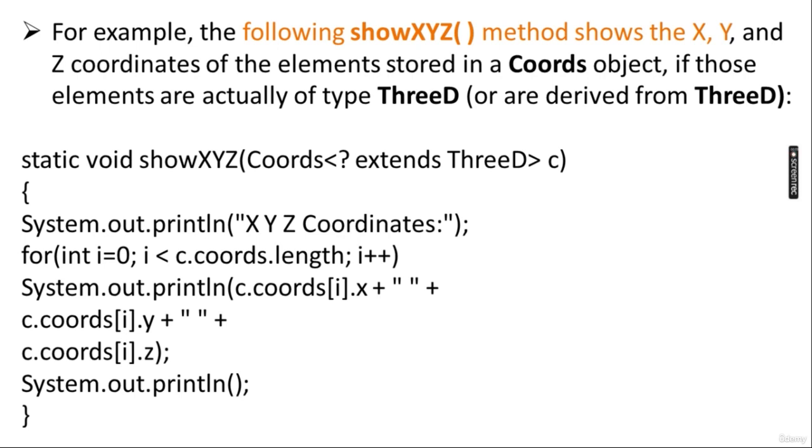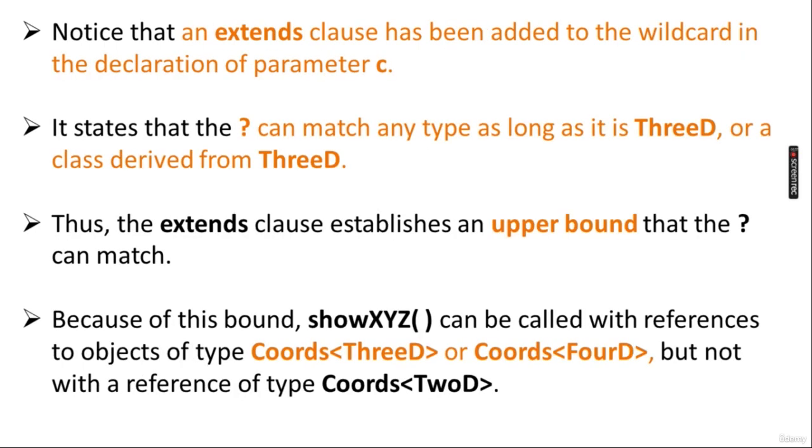So now Coordinates<? extends ThreeD> and the object name is c. For this type, this way we are iterating in the for loop: c.coordinates[i].x, c.coordinates[i].y and c.coordinates[i].z. So for each and every array element, we are displaying the x, y, z coordinates over here.